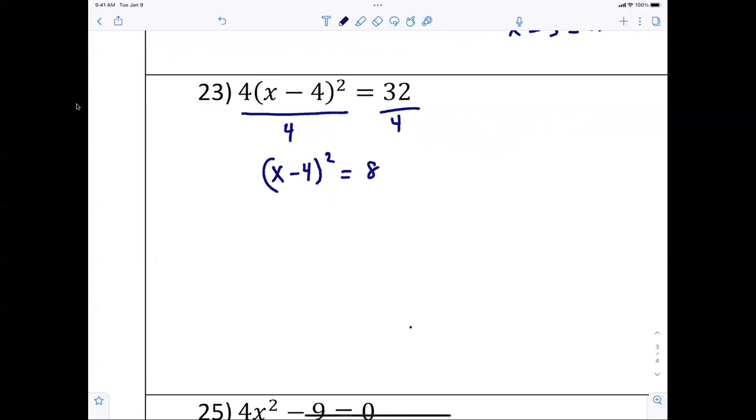Now we don't say square root of 8 anymore. We just automatically say what? Right, we just say plus or minus 2 radical 2. Come on, that's easy now. And now I do what? Add 4. X equals 4 plus or minus 2 radical 2.